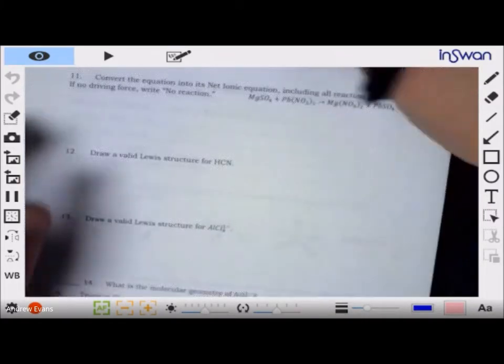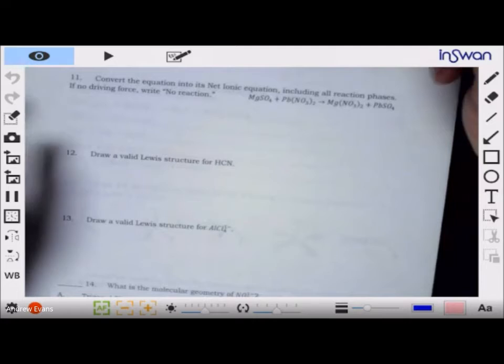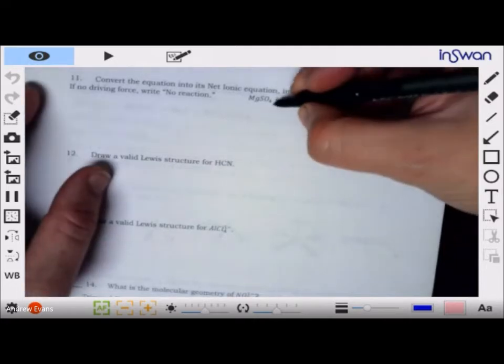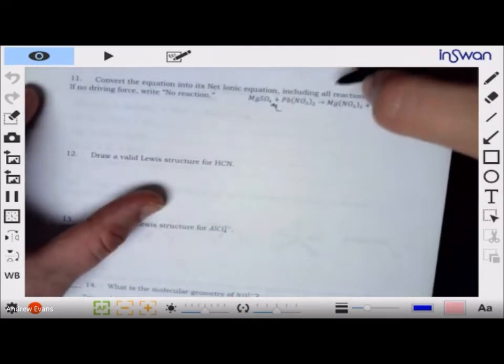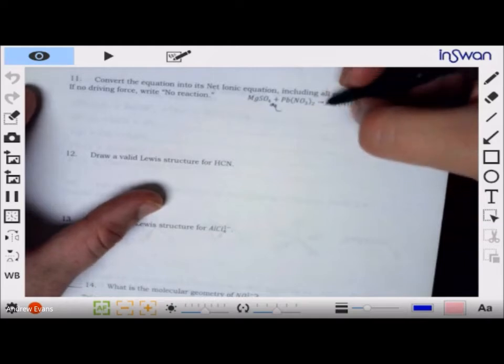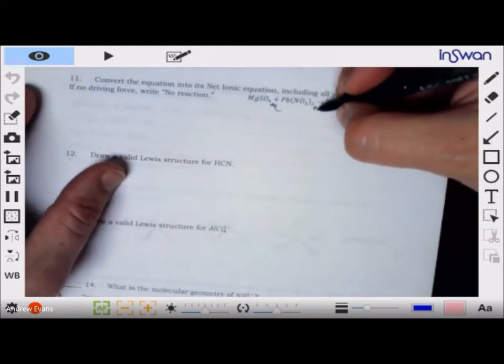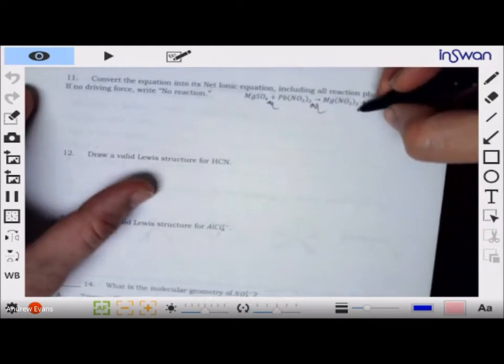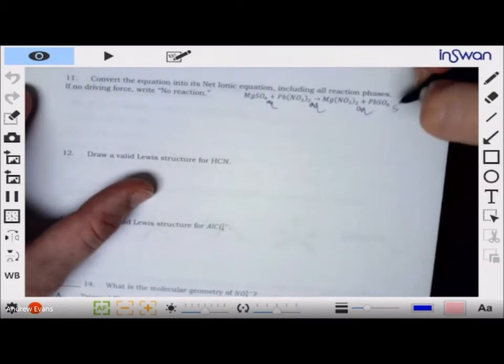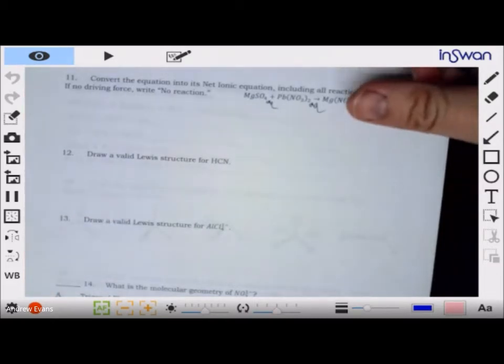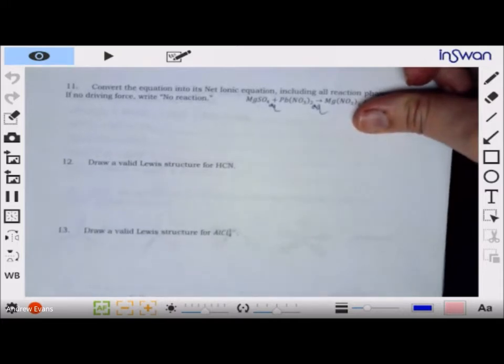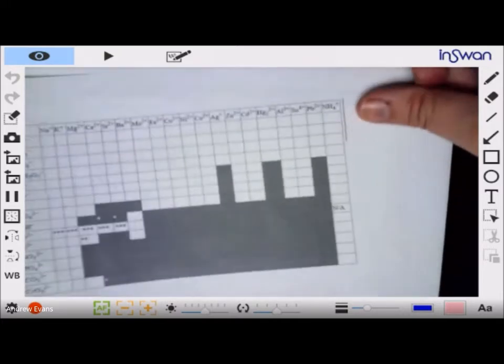Looking at our first net ionic equation, we must look at comparison. Break this down into the total ionic before making the net ionic. Aqueous, aqueous, aqueous, solid. Now, where would you get that? You would get this from this chart.